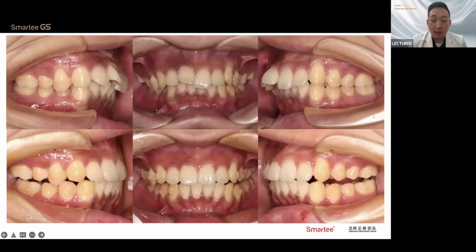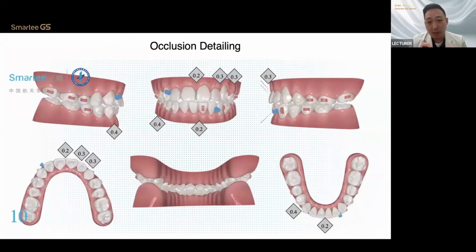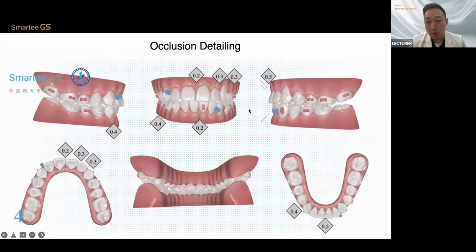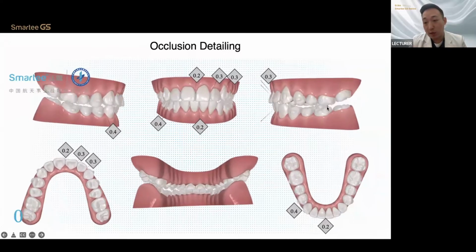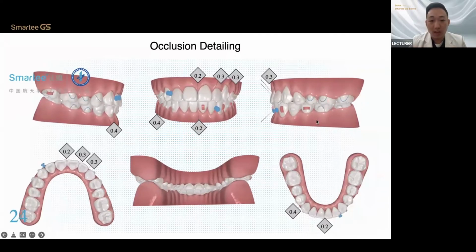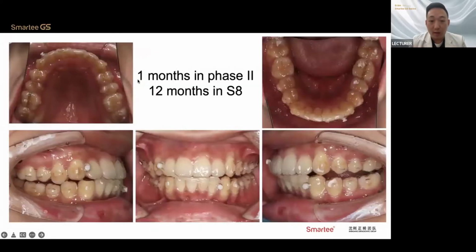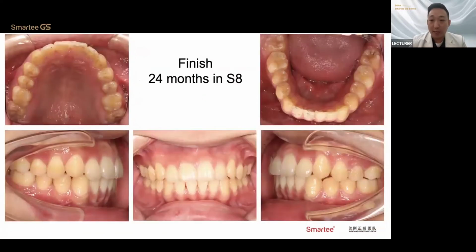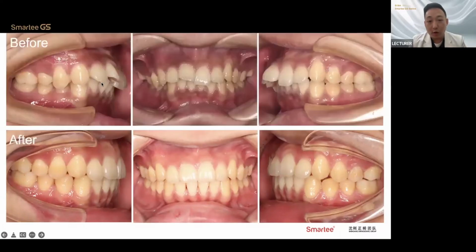Then here is the animation in phase 2. Phase 2 is just to do some occlusion detailing, and we correct the midline problem, and we settle down here to close the open bite here. And this is the first time the patient wears the aligner in phase 2, and then 9 months in phase 2. And after 24 months, we finish this case with S8 SGTB, and you can see the beautiful occlusion relationship of the teeth. That's changed a lot from the very beginning.